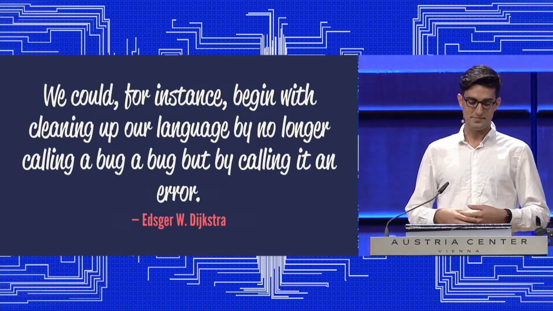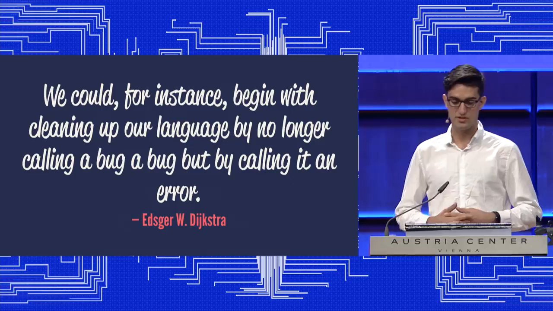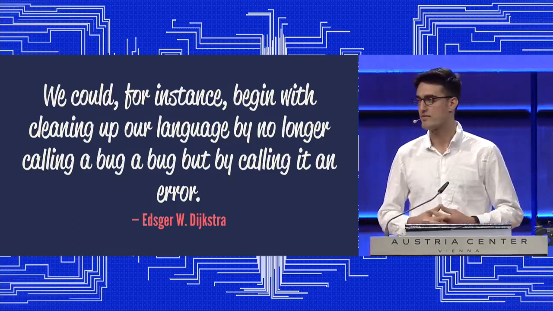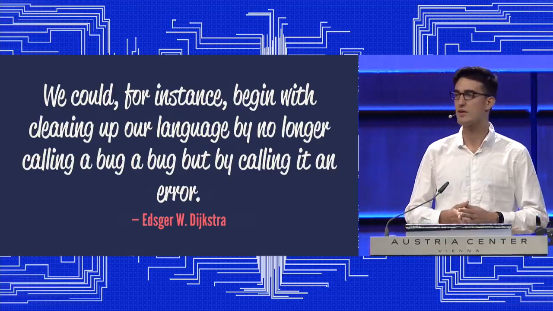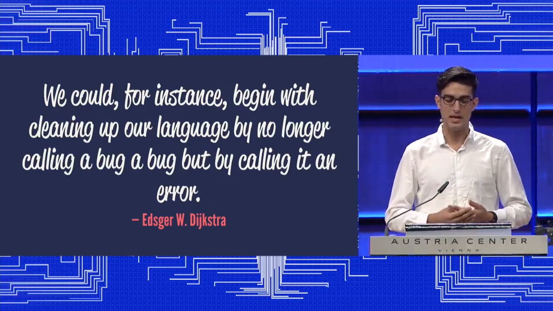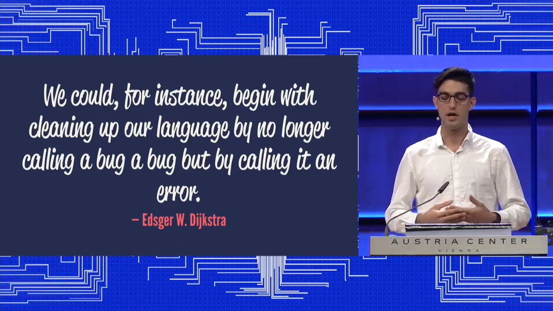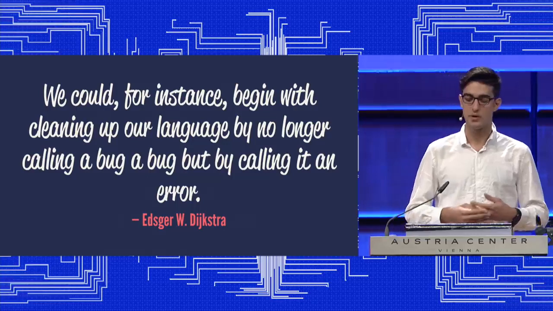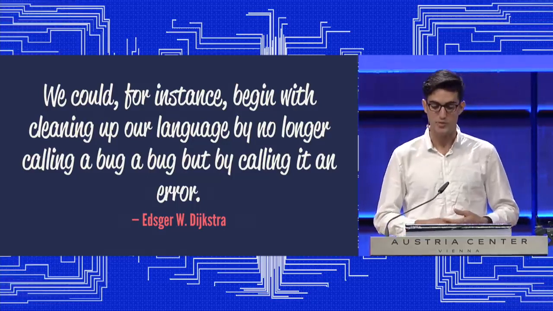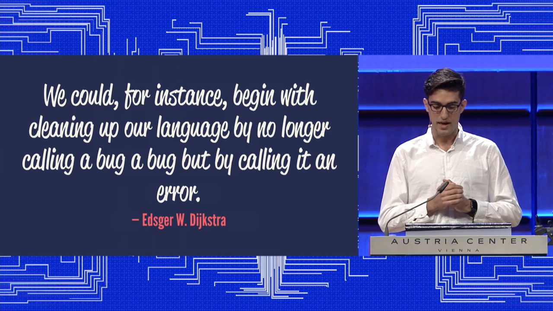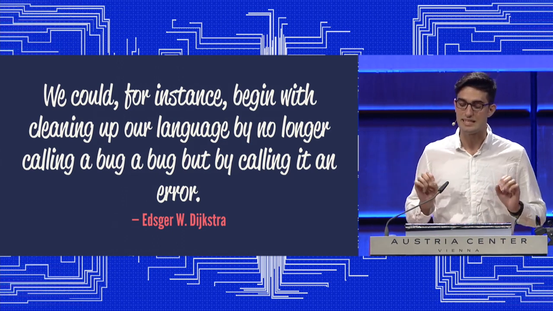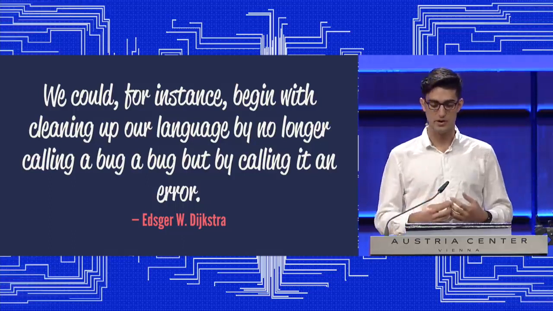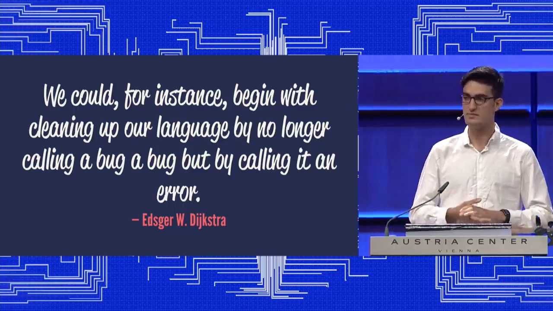The famed computer scientist Edsger Dijkstra spoke about how he despised the term bug since it disguised where software defects actually come from. He said we could, for instance, begin with cleaning up our language by no longer calling a bug, but by calling it an error. It is much more honest because it squarely puts the blame where it belongs, with the programmer who made the error. The animistic metaphor of the bug that maliciously sneaked in while the programmer was not looking is intellectually dishonest, as it disguises that the error is the programmer's own creation. End quote.